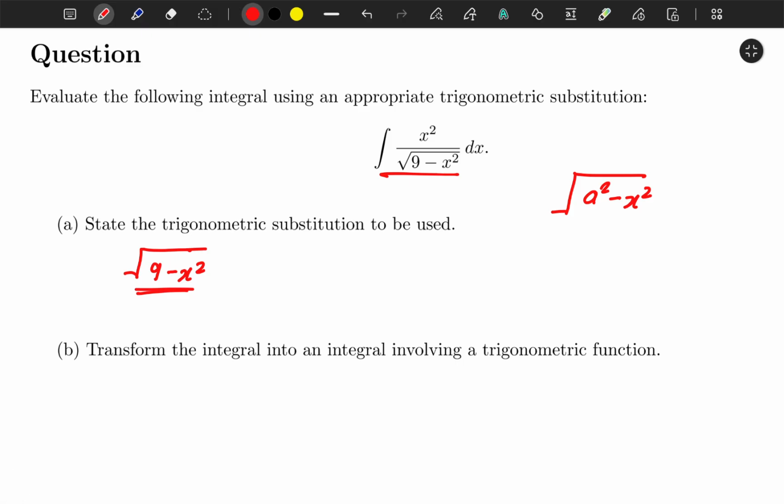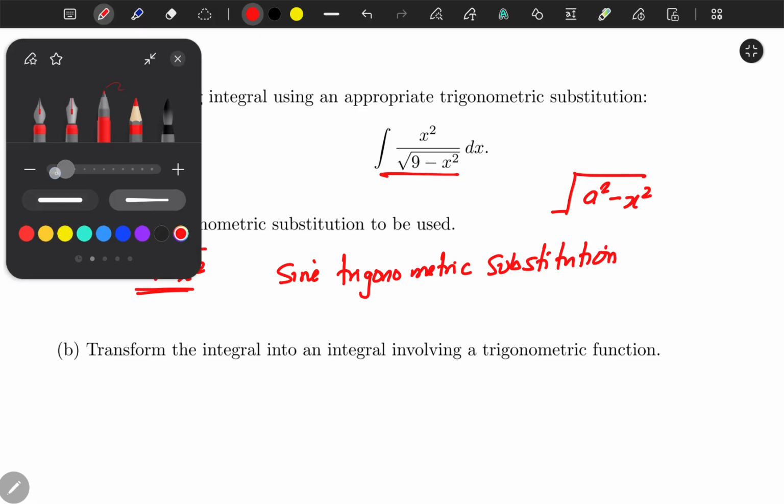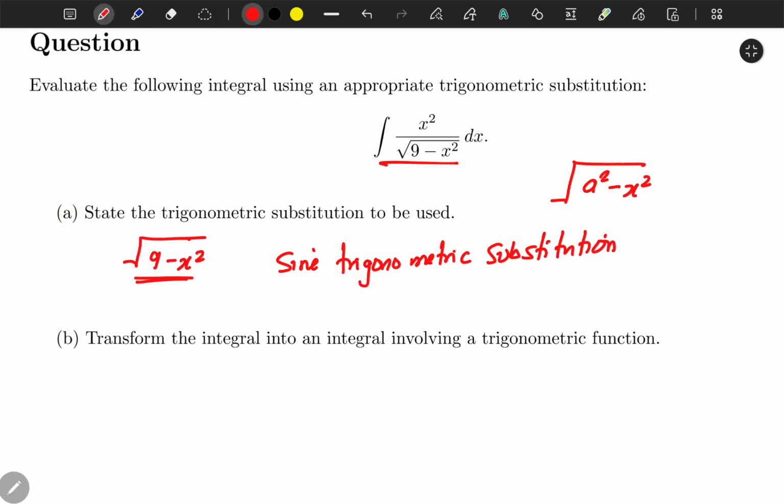Is it cos? Is it sine? Now, this applies for sine. Trigonometric substitution. That's what that calls for. All right, let's move on.